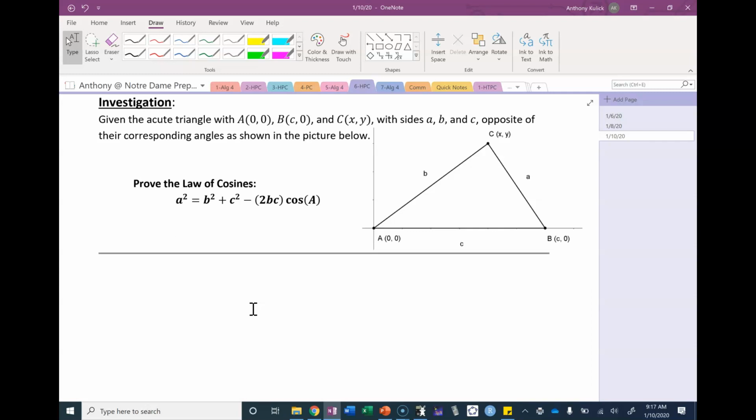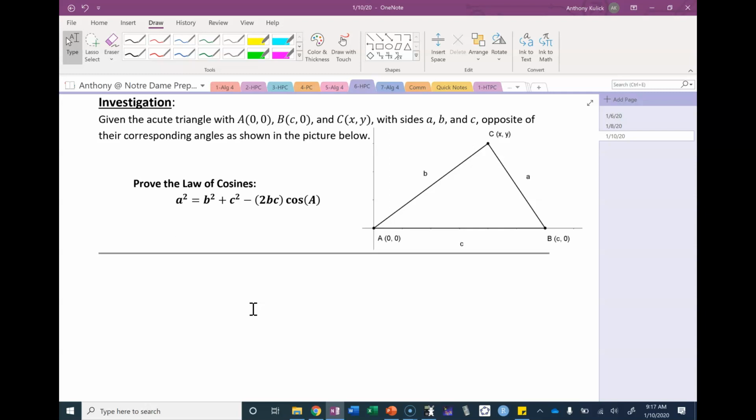So we're trying to prove a squared equals b squared plus c squared minus 2bc cosine a, right? What does this formula kind of resemble? We talked about this yesterday. The Pythagorean theorem, right? In order to use the Pythagorean theorem, what do we need to have? Right triangles. Everybody agree with that?